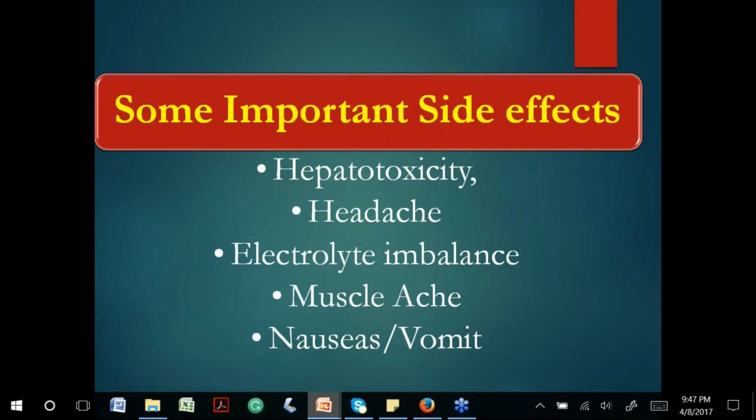Electrolyte imbalance. If you see here, electrolyte imbalance is a side effect, right? But in NANDA, we saw electrolyte imbalance. So there you are, your diagnosis. You just need to translate it, and the translation is equal. In this case, muscle ache.